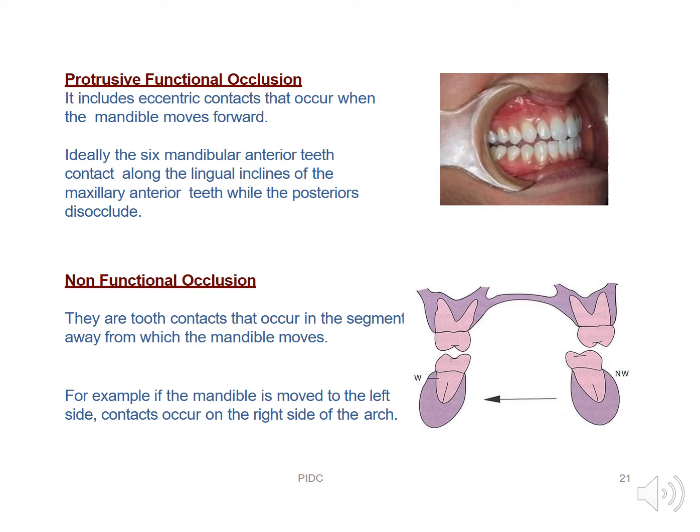For non-functional occlusion, there are tooth contacts that occur in the segment away from which the mandible moves. For example, if the mandible is moved to the left side, contact occurs on the right side of the arch.